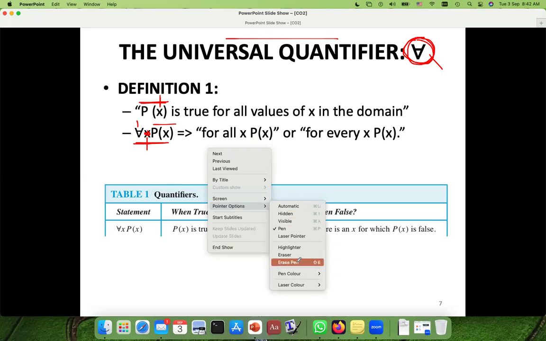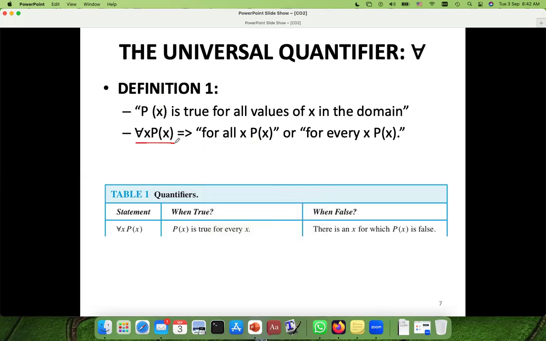So this is the mathematical representation. But what is the meaning of that? The meaning of that, how we can read it? For every X, P of X. Or you can say for all X, P of X, both are written here.